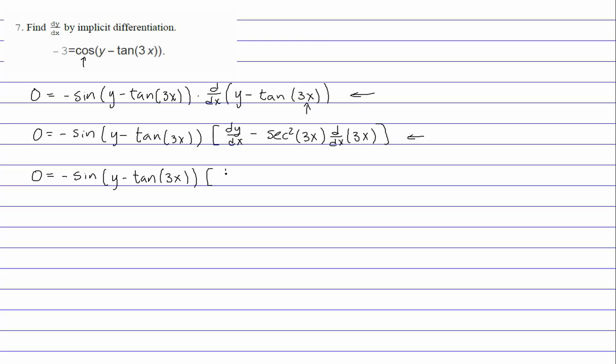So we get dy by dx. And then the derivative of 3x is just going to be 3. Secant squared of 3x.